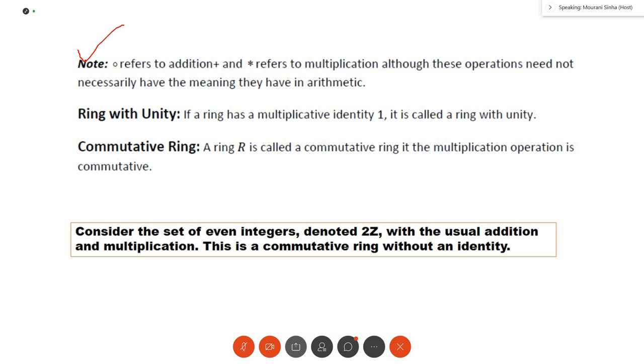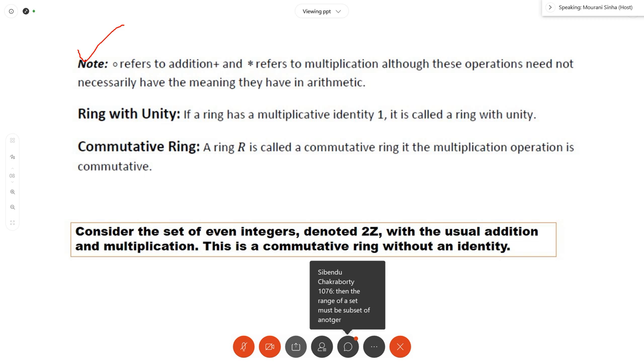Commutative ring: a ring R is called a commutative ring if the multiplication operation is commutative. So if you have the multiplication, nothing is being told about inverse here with respect to multiplication. So commutative ring is only a ring, and then you show that the multiplication operation is commutative. Okay. So next we have an example for you.